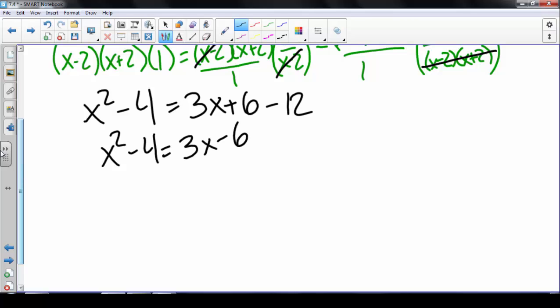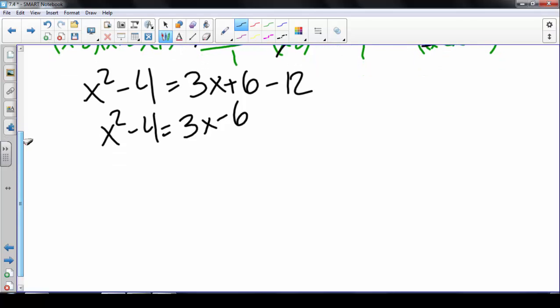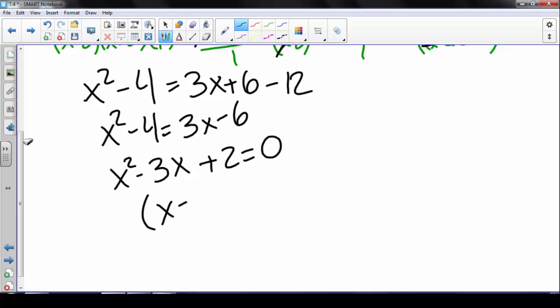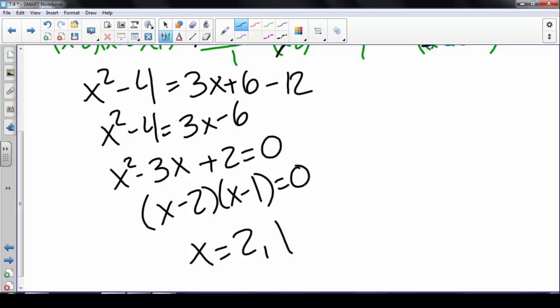And since it's quadratic, we have a squared term. We need to get everything on the same side. Factor or use quadratic formula. So we get that x equals 1 or 2.